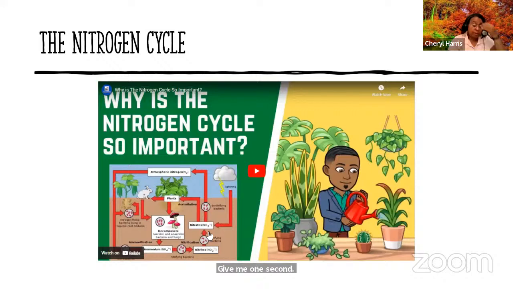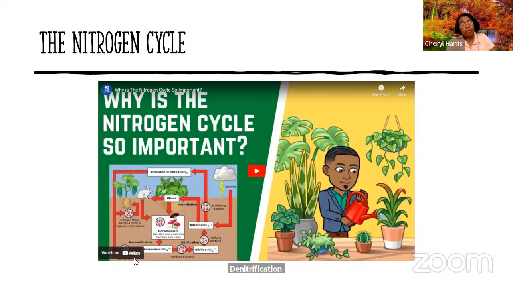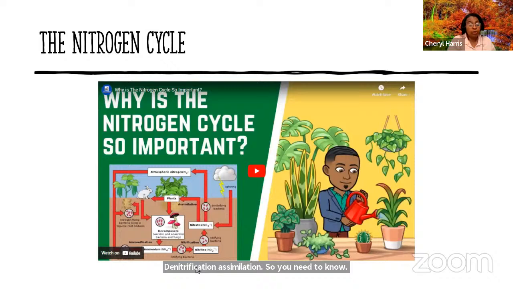All right, this diagram, I'm going to blow it up for you later on, because you do need to know what the stages of the nitrogen cycle are. So they mentioned ammonification, nitrification, denitrification, assimilation. So you need to know those stages and what's going on during those stages. So I will come back to that later.